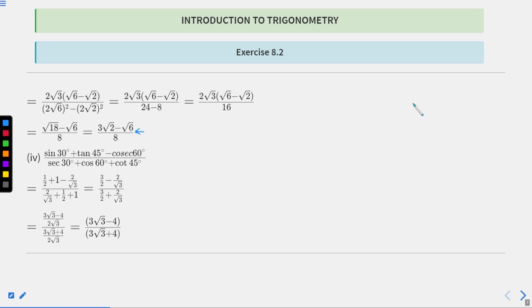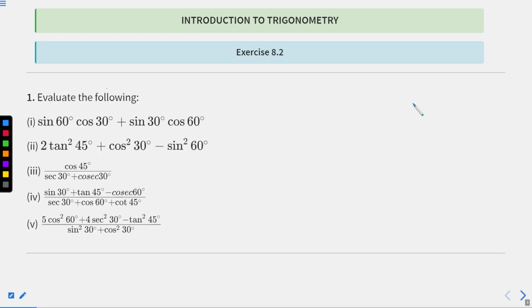question number 4. So in question number 4 we have (sin 30° plus tan 45° minus cosec 60°) divided by (sec 30° plus cos 60° plus cot 45°). Okay, so we have to evaluate the value of this. Okay, so let us see how to evaluate it.